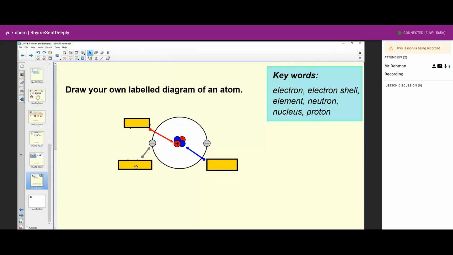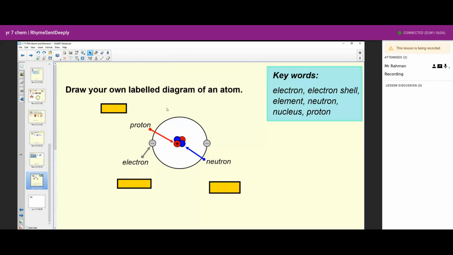Okay, so make sure you've labelled these blue particles, neutrons, these positive particles, protons, with a plus sign, and around the outside we have electrons with a negative sign on them.